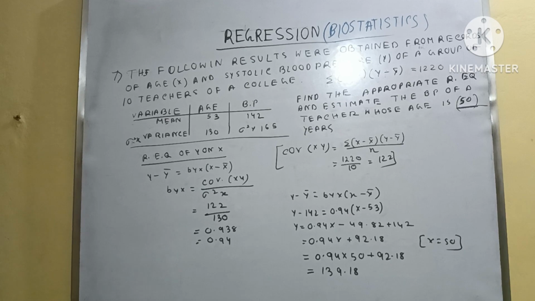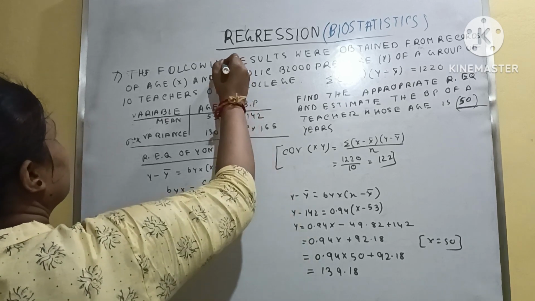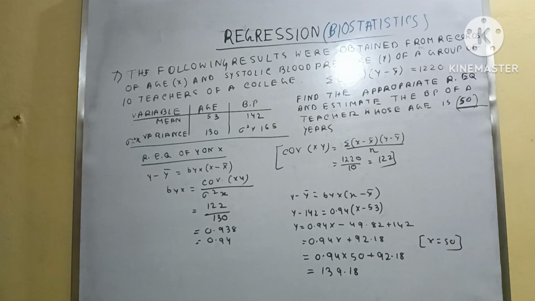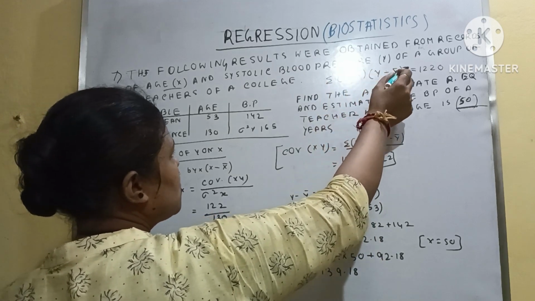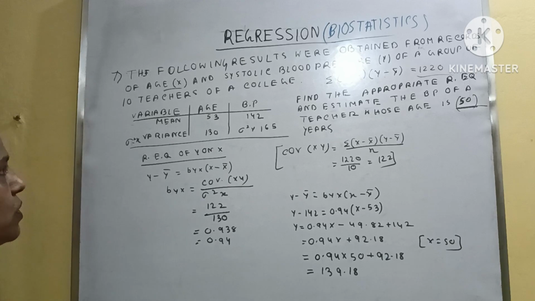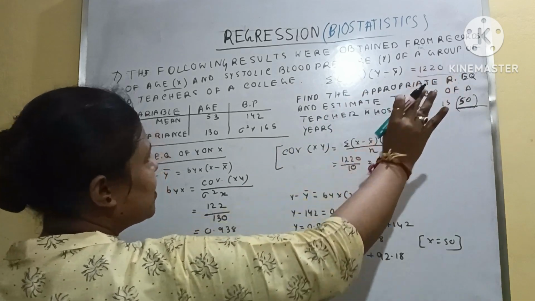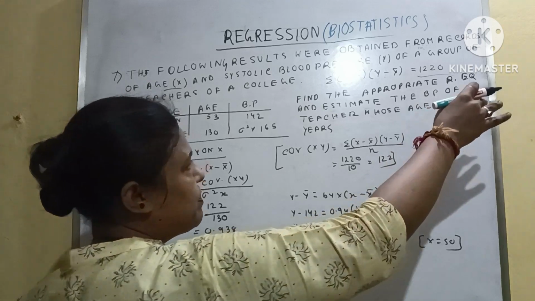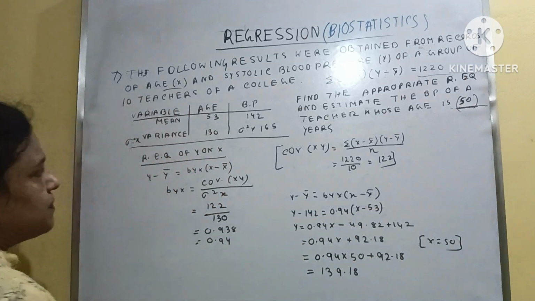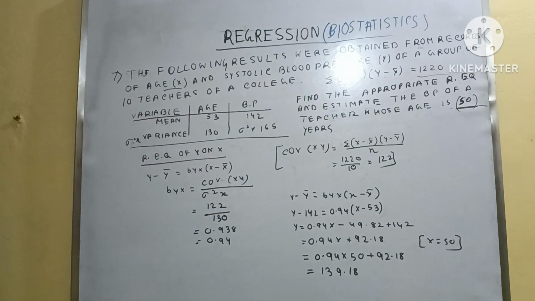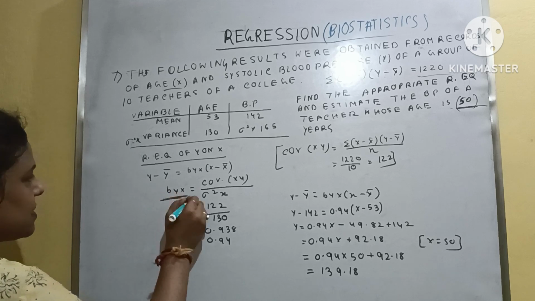Okay, here is a problem: the following results were obtained from records of age x and systolic blood pressure y of a group of 10 teachers of a college. Here the summation of (x minus x bar) into (y minus y bar) is 1220. Find the appropriate regression equation and estimate the BP, blood pressure, of a teacher whose age is 50 years. Clear? So here first of all we have to calculate the byx value.